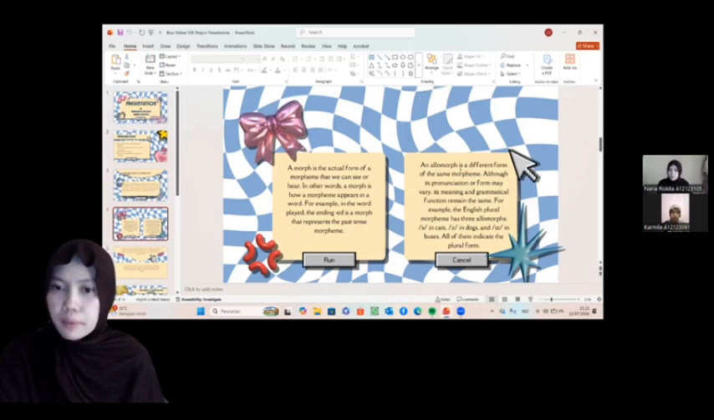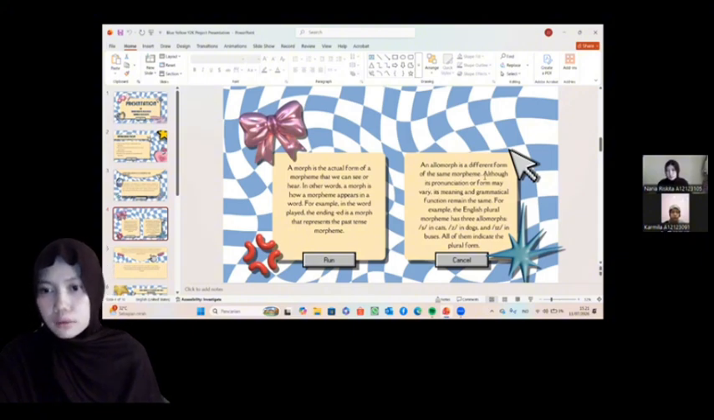Next is allomorph. An allomorph is a different form of the same morpheme, although its pronunciation or form might vary. Its meaning and grammatical function remain the same. For example, the English plural morpheme has 3 allomorphs. It's s in cats, z in dogs, and iz in buses. All of them indicate the plural form.